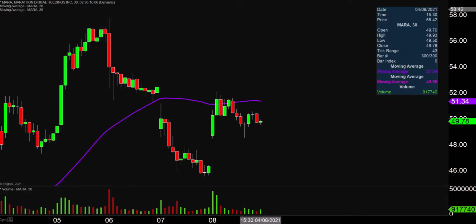Well, I don't mean to state the obvious, but I will anyways, just to establish some context here. But very impressive move on the day when you stop to think about the fact that just on Wednesday, the price was all the way down there. Now all of a sudden the price is all the way up there.